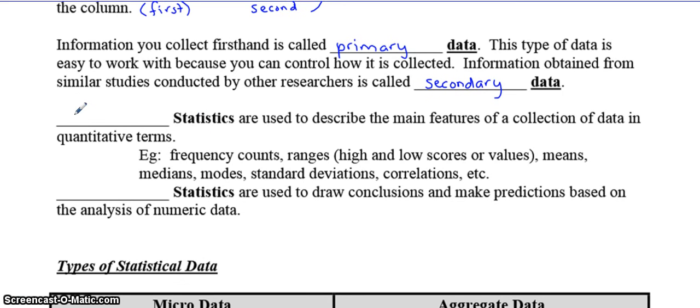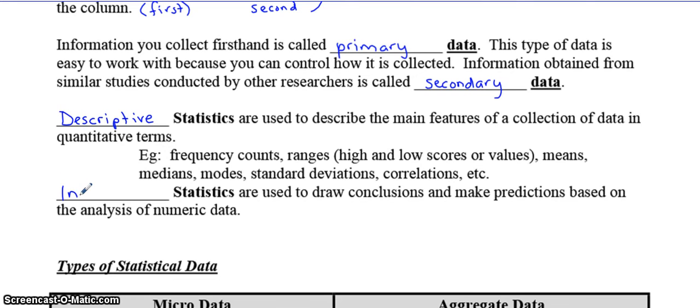Now there's two types of statistics. One is called descriptive, and they are used to describe the main features of a collection of data in quantitative terms. So for instance, if we calculated the mean, or the median, the mode, if we had two variables and we were looking at the correlation between them, if we took the range or the frequency count, basically if we're making those measurements with numbers, that is descriptive statistics.